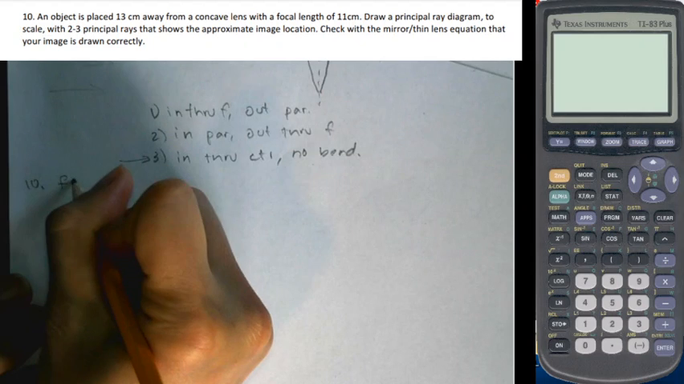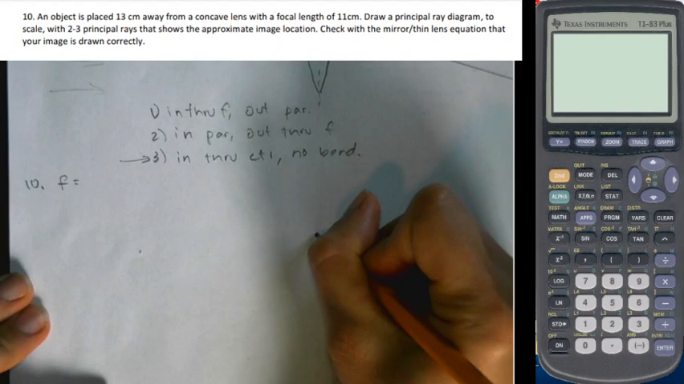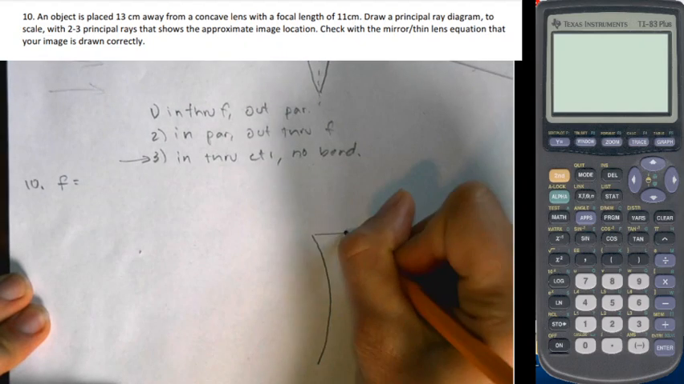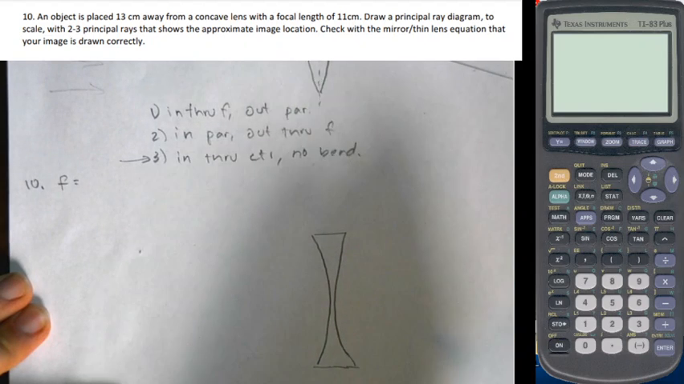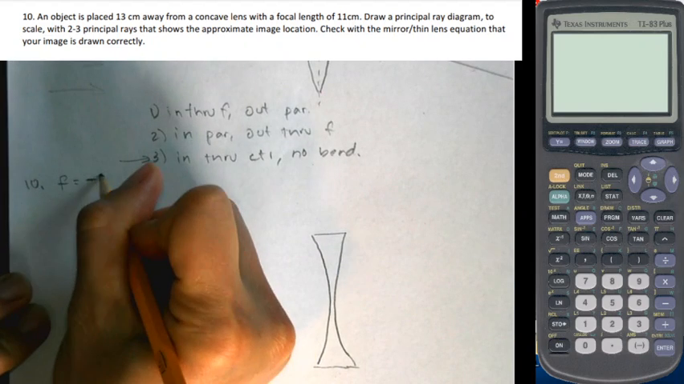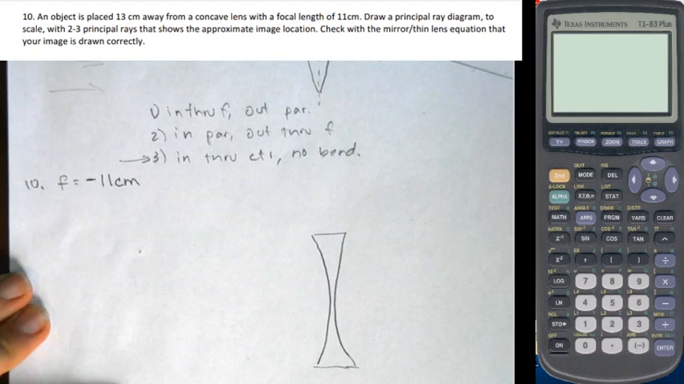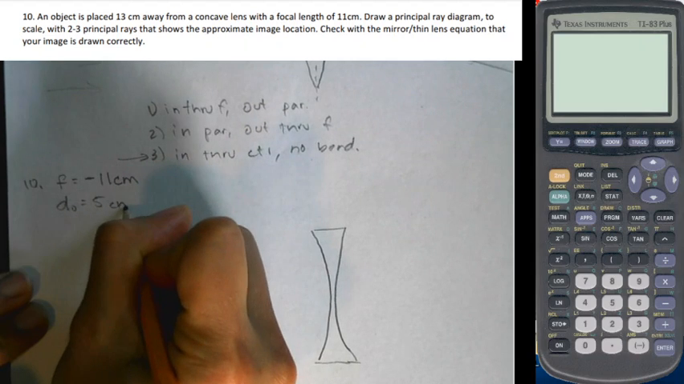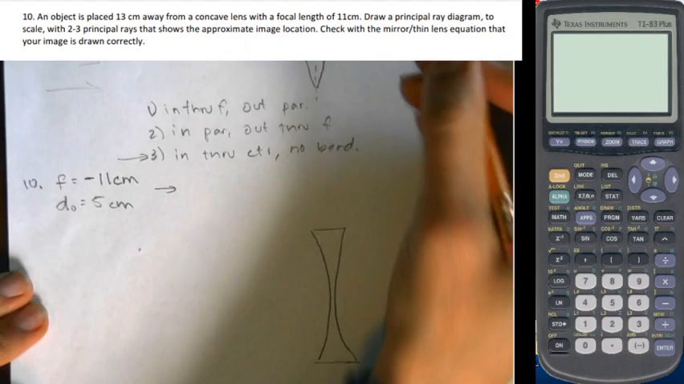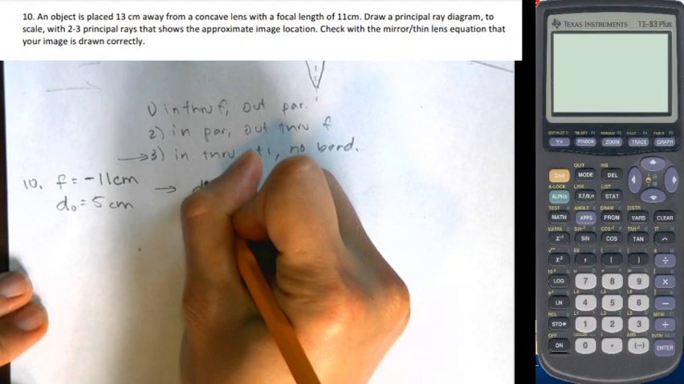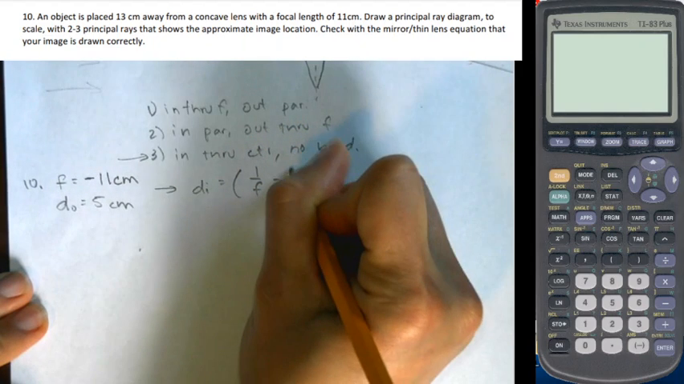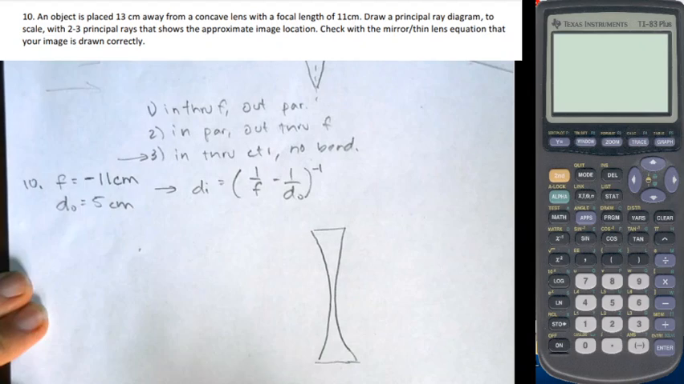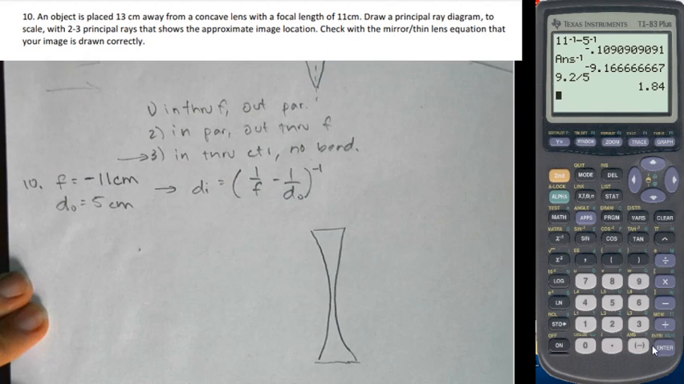So my focal length of a concave lens, so that's a lens that looks like this, it'll be a diverging lens. It spreads out the rays. It's still 11 centimeters, but for the thin lens equation, we're going to put that in as a negative number. The object distance is still 5 centimeters. And we'll just redo the equation that we already solved, which was that the image distance is 1 over f minus 1 over do to the negative 1 power. So this is going to be negative 11 to the negative 1.